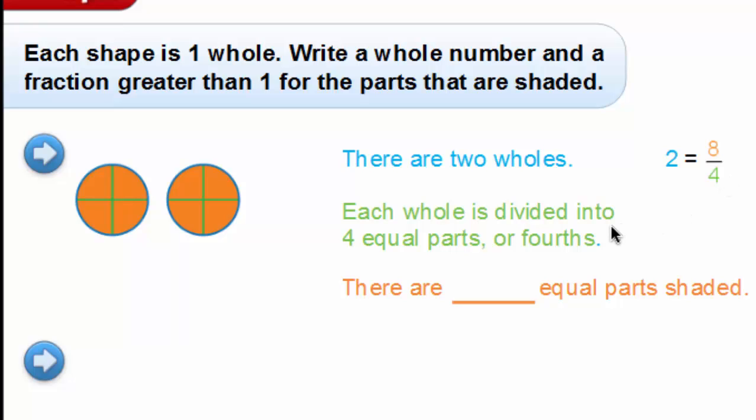Well, let's look at that. Each whole is divided into 4 equal parts. 1, 2, 3, 4. 1, 2, 3, 4. 4 and 4 is 8. There are 8 equal parts shaded. Each whole is divided into 4 equal parts. So that can also be read as 8/4. So 2 wholes, these 2 whole circles, are also the same as 8/4.